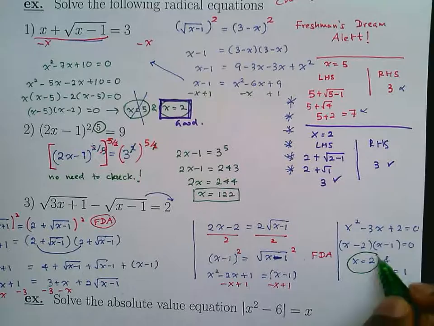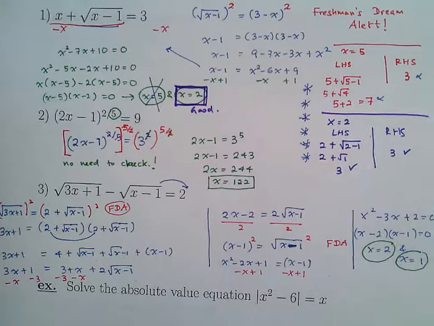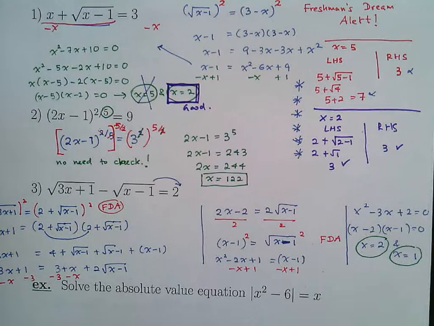So you can see already that this question took a little while, and you had to be very careful. But on the flip side, it has the same principles that we did here. Isolate the radical, square it. Isolate the radical, square it. Okay.